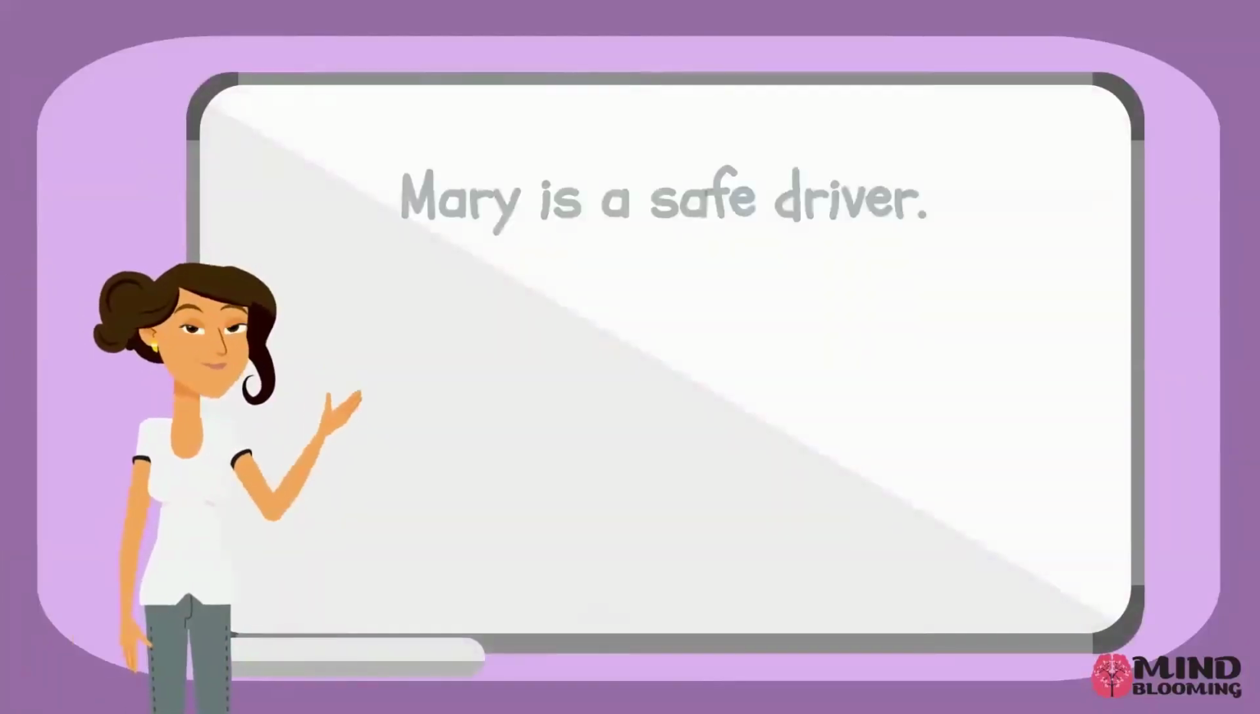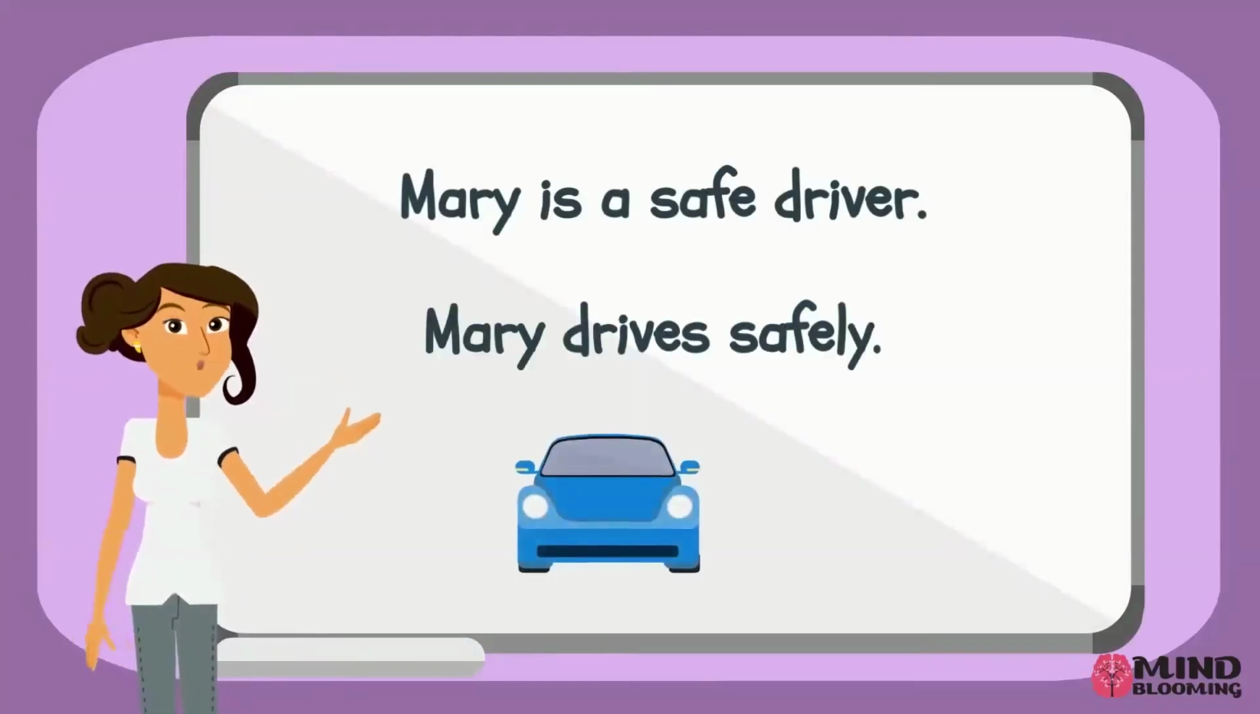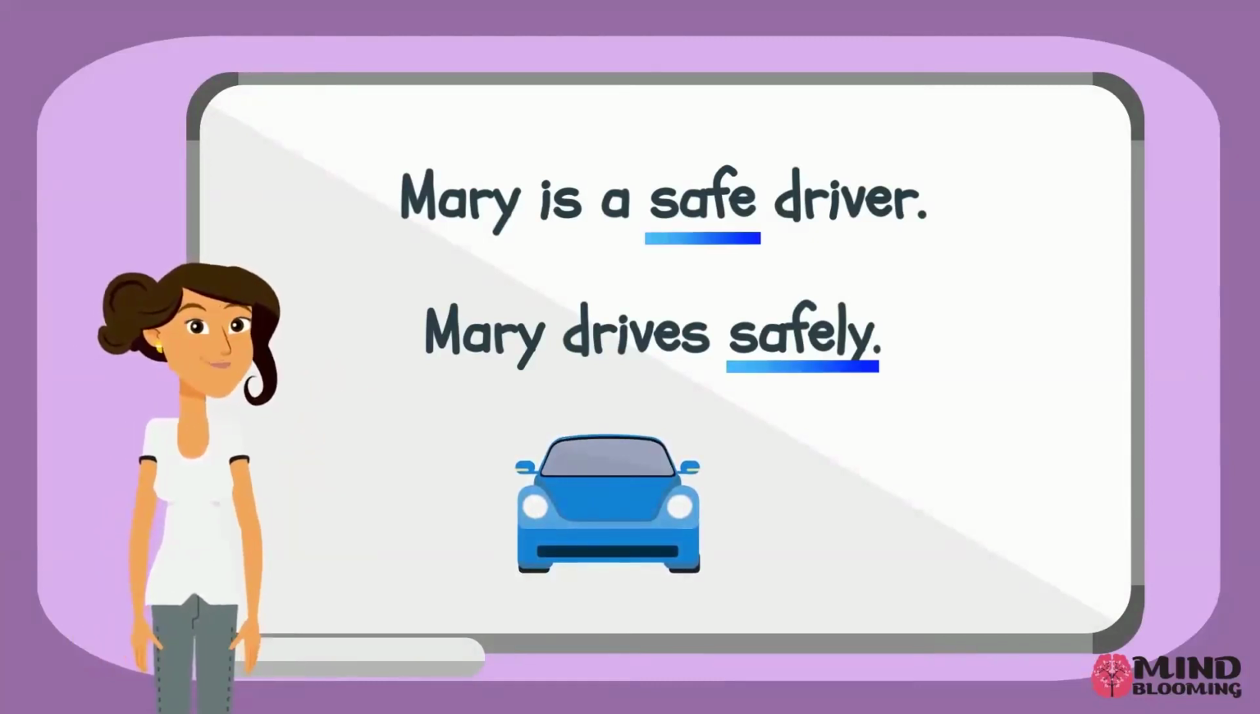Let's look at this example. Mary is a safe driver. Mary drives safely. In these two sentences, I've used the word safe differently. In the first sentence, safe described Mary, so it is an adjective. In the second sentence, safely described her driving, so that means it's an adverb.